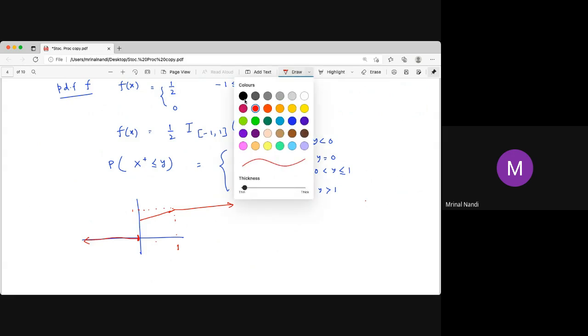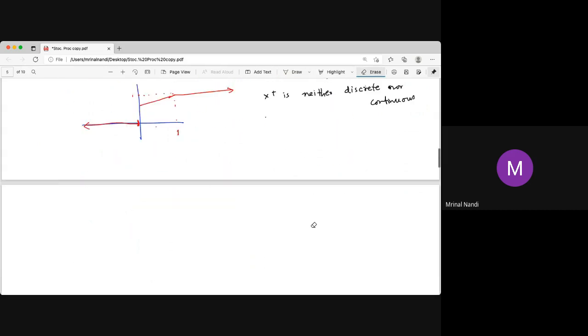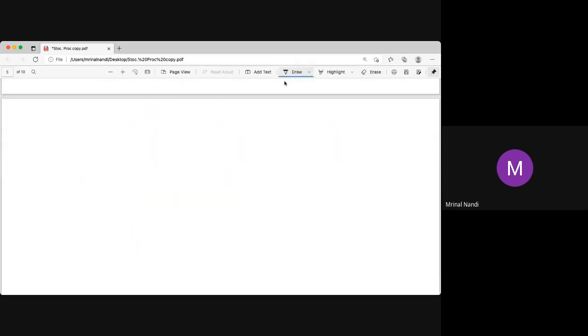So clearly, X plus is neither discrete nor continuous, because there is a jump so it can't be continuous. It is not discrete because it is not a piecewise step function. So the next theorem is the most important theorem in this transformation topic.